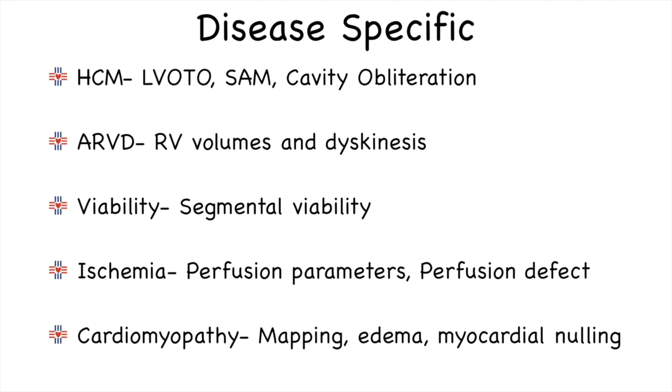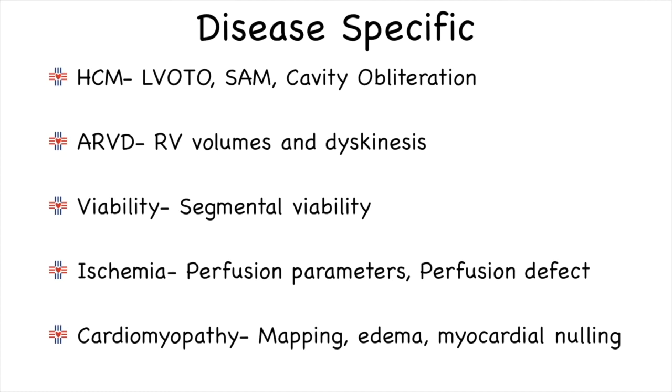So far, we have discussed the generic model for cardiac MR reporting. Apart from this, some disease-specific parameters also have to be commented upon. So for example, if you have a patient with hypertrophic cardiomyopathy, it is important to talk about the severity of LV hypertrophy, which segments are involved, if there is left ventricular outflow tract obstruction or not, if there is systolic anterior motion of the mitral valve leaflet, whether there is cavity obliteration or not. These are all important parameters which need to be mentioned.